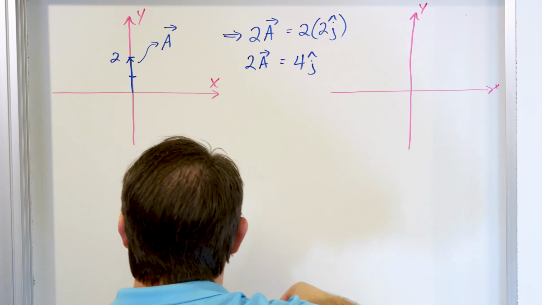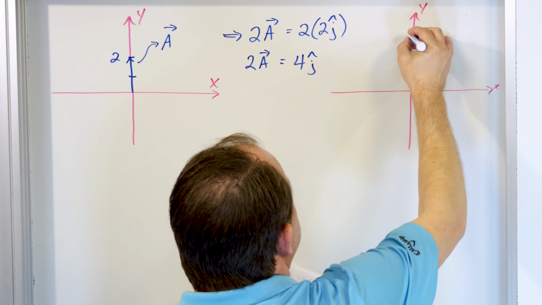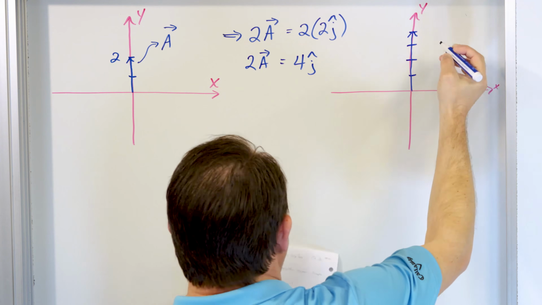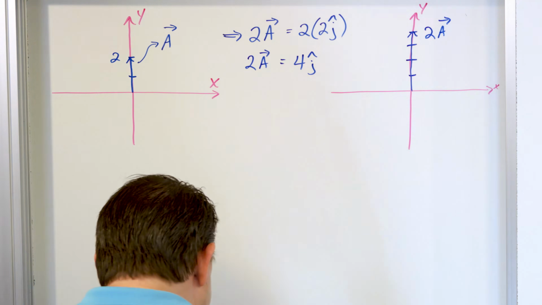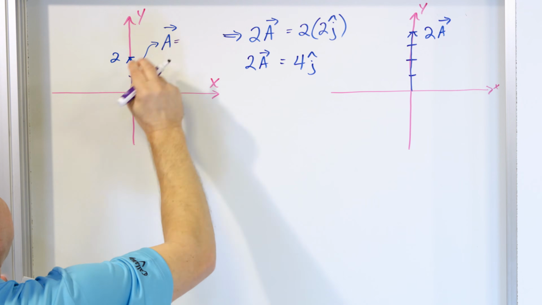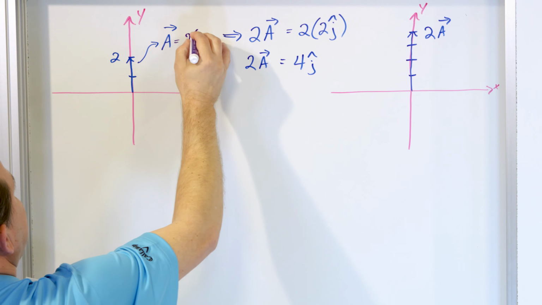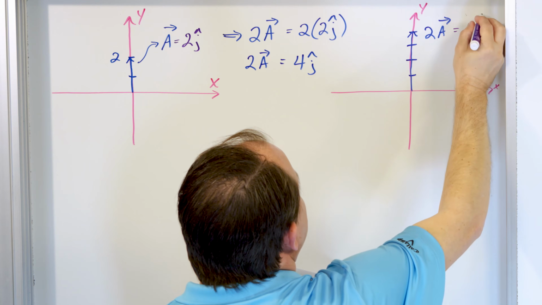And this is 4 units in the up direction. So it would be 1, 2, 3, 4. And this vector would be this vector pointed up like this. And this is 2a vector. Now, just to make sure you totally understand, what is the a vector equal to? It's 2j, like this. And we were just plotting 2 times a, which is 4j.